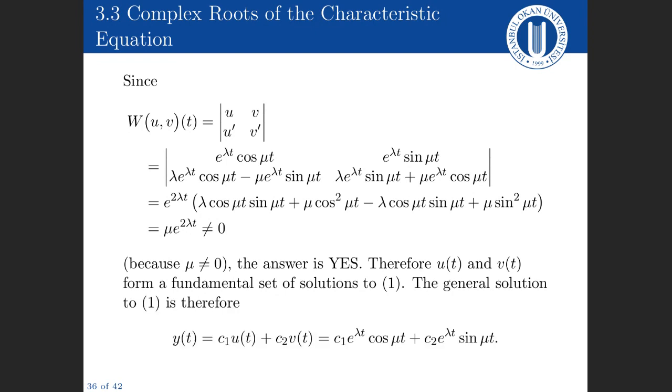And after we know our fundamental set of solutions, we can write down the general solution to the differential equation. If we have complex roots of the characteristic equation, then the general solution of our differential equation is going to be some constant c1, e to the lambda t cos mu t, plus some constant c2, e to the lambda t sine mu t.